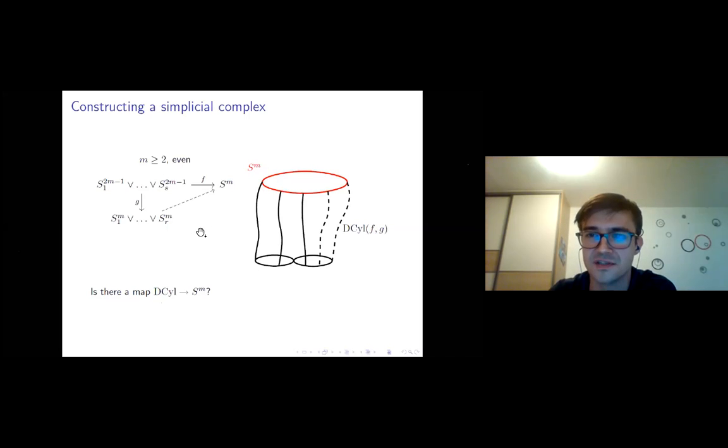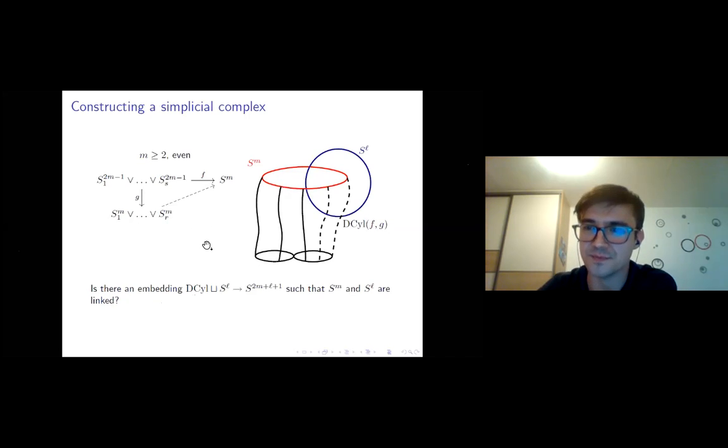The next trick is actually interesting. If we add this disjoint sphere S^l, where l is just some other, let's say higher, dimension, the original problem is now equivalent to asking: can I map this double cylinder joined with this external sphere into a bigger space, a sphere of dimension 2m+l+1, such that this red part and this blue part are going to be linked? They're going to be kind of orthogonal complements to each other in a way, right?